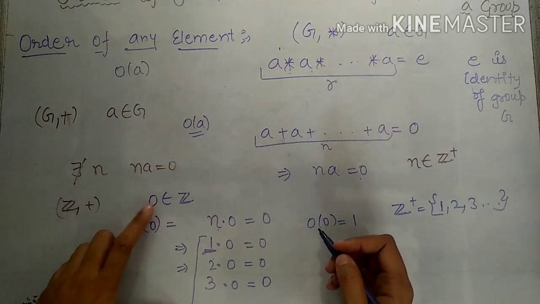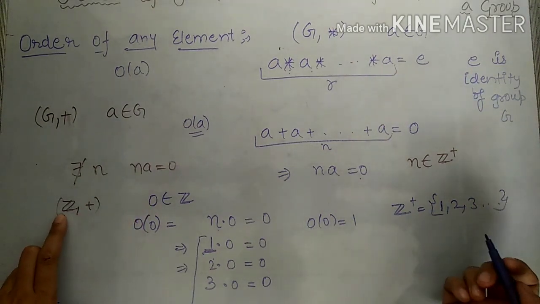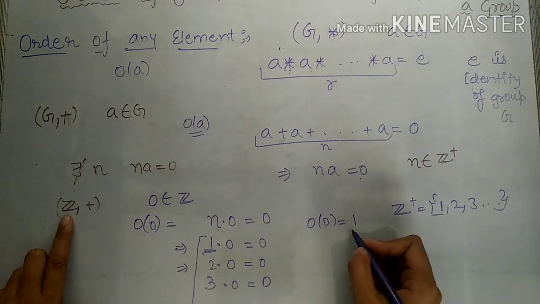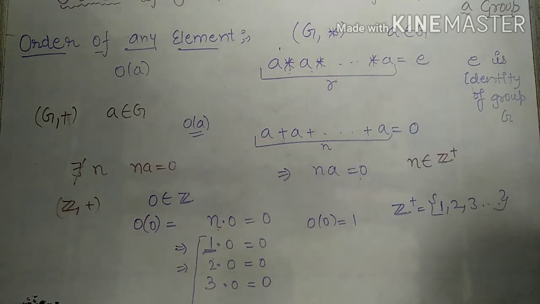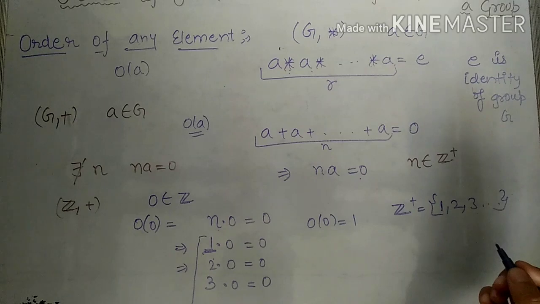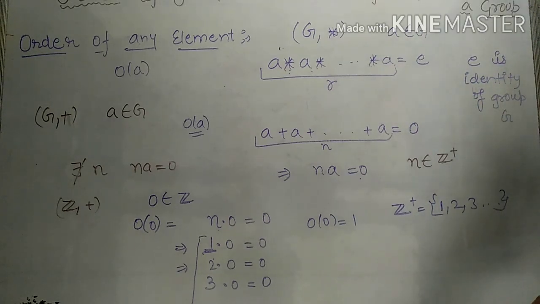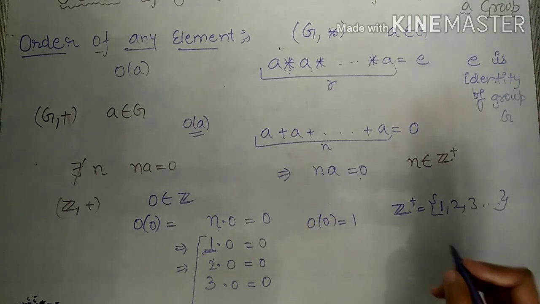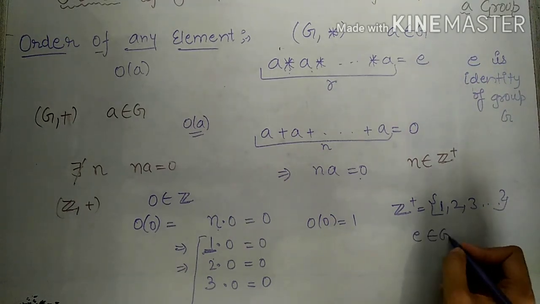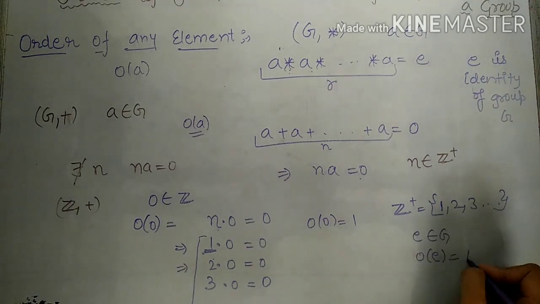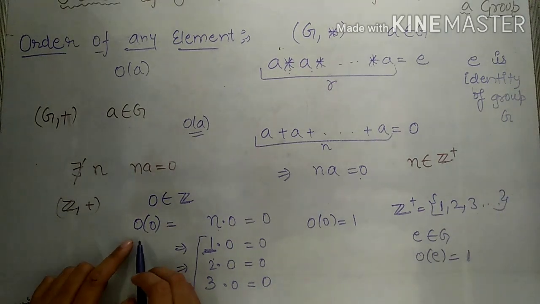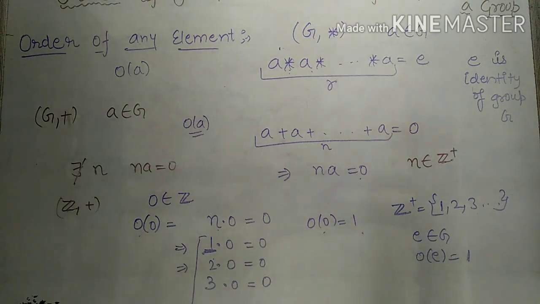Friends, here 0 is the identity of the set of integers Z, and the order of 0 is 1. In the previous example, we had 1 as the identity of that group. So the order of 1 is 1 there also. So what we get is, if we take the identity of a group G, then the order of the identity is always equal to 1. So here we get the order of 0 is 1.